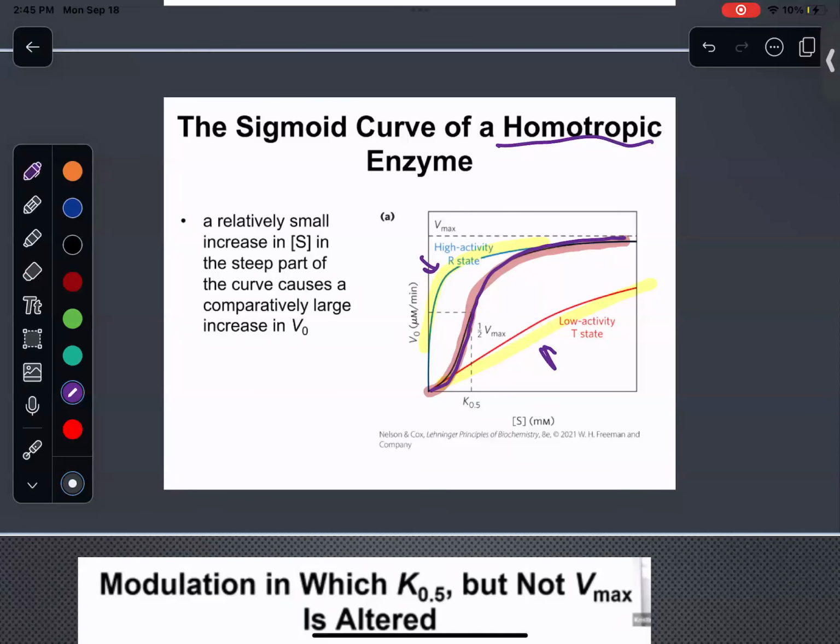So enzyme, substrate, we'll say this is the allosteric site over here. There's nothing in here. If there's nothing in here, it's inactive.